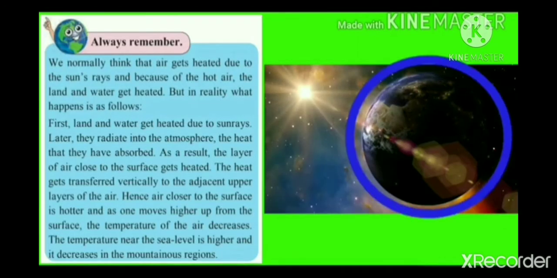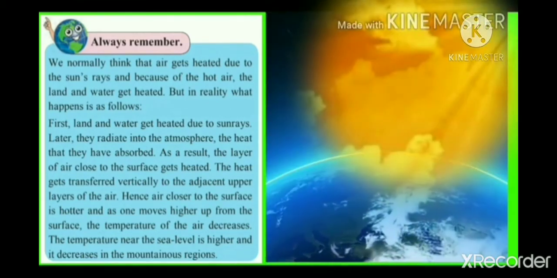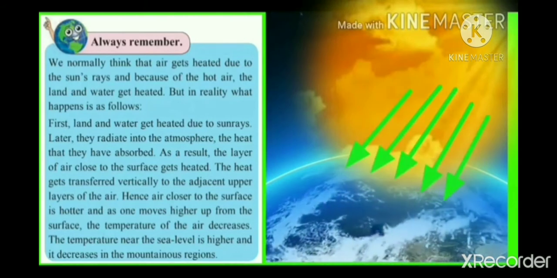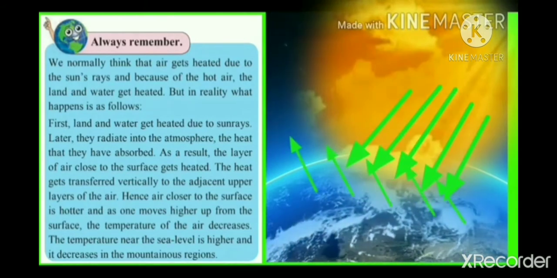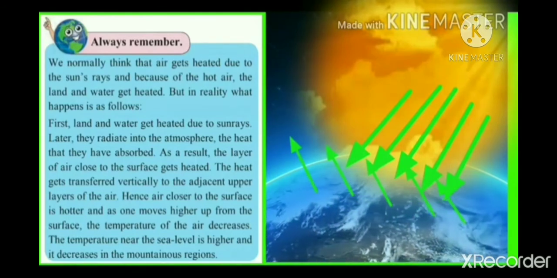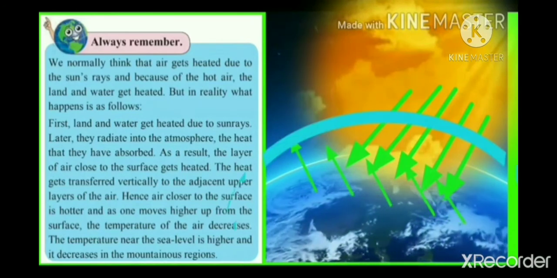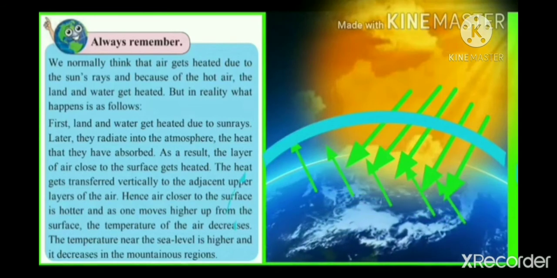Always remember, we normally think that air gets heated due to the sun rays, and because of the hot air, the land and water get heated. But in reality, what happens is as follows. First, land and water get heated due to the sun rays. Later, they radiate the heat that they have absorbed into the atmosphere. As a result, the layer of air close to the surface gets heated.